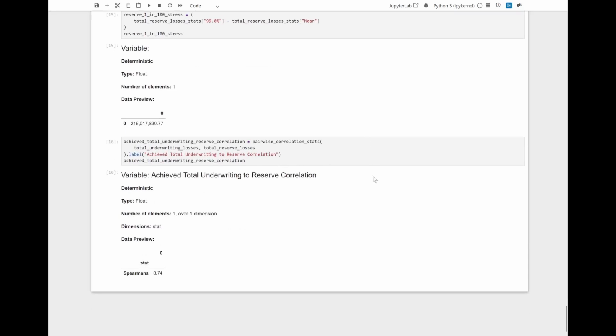And another number that's interesting to look at as we go into the next example is what's the degree of correlation that we've achieved between total underwriting and total reserving. So we can look at the correlation stats between a pair of figures. We're going to look at the total underwriting losses and the total reserving losses. So these variables are after we've summed across all the classes. And we can see we're achieving something like a 75% correlation between these two aggregate distributions as a result of the class-to-class assumptions we've made and the assumptions within each class.